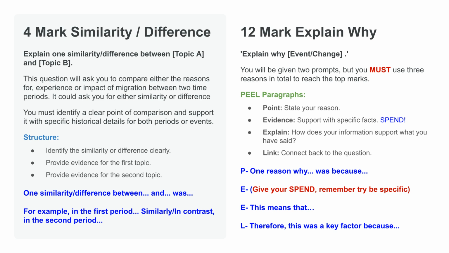The 12 markers appear on papers 1, 2, and 3, so by now you should have a strong understanding of the requirements. You will be given 2 stimulus points, which you can use, but will need to make sure you have a 3rd point of your own to get above 8 marks. Use PEEL structure, or point, evidence, explain, and link, to structure your 3 paragraphs in your answer.